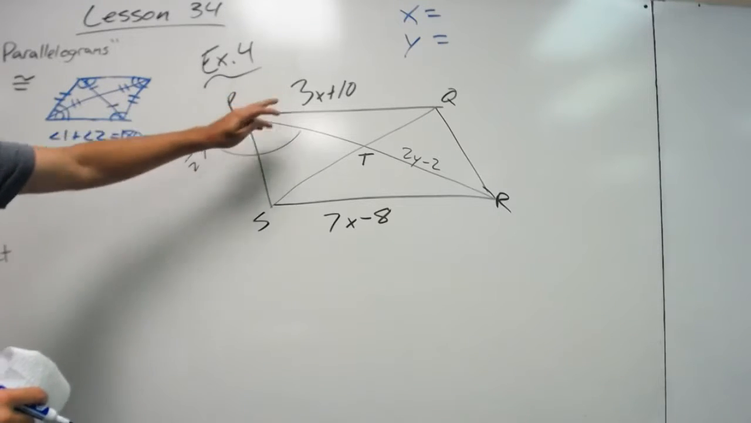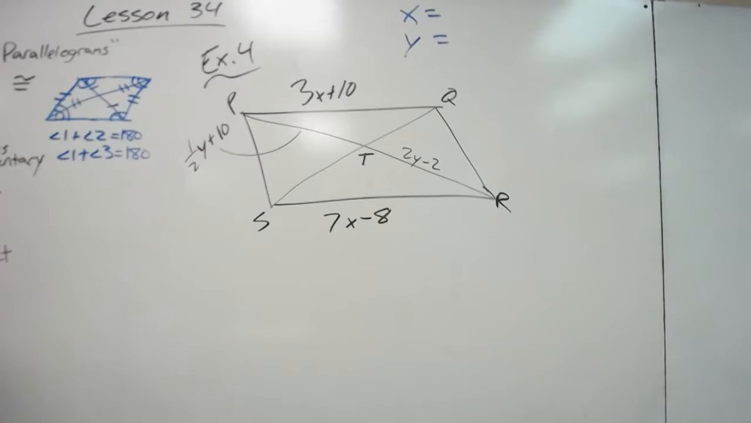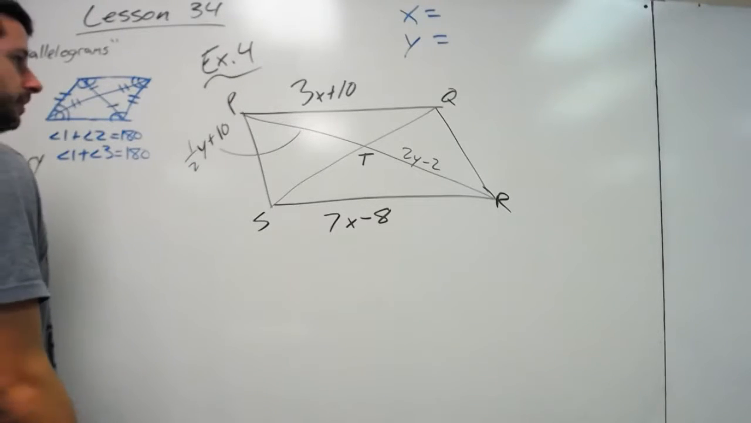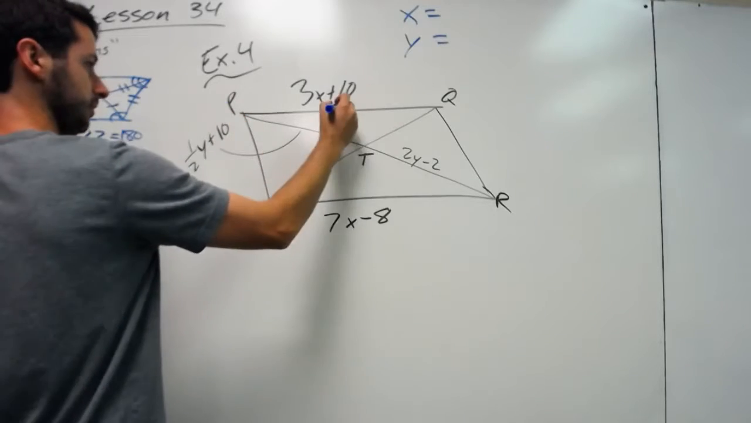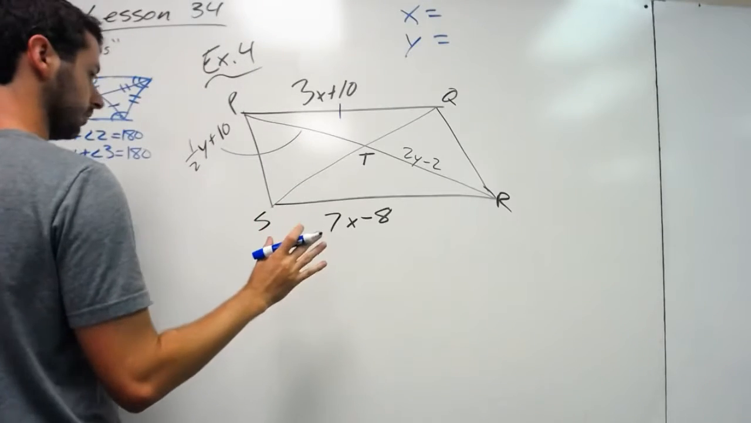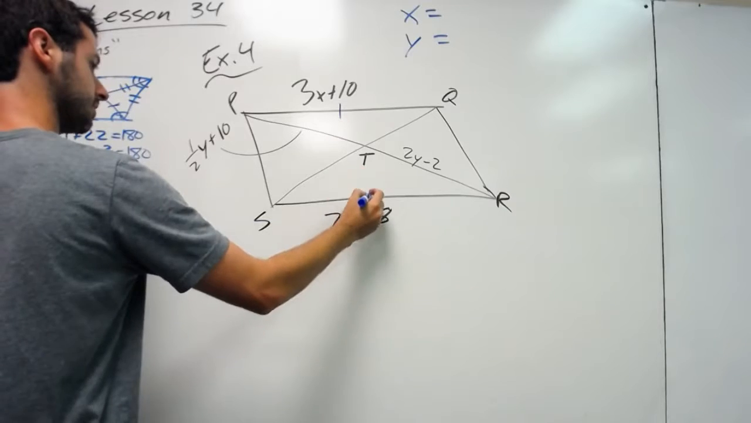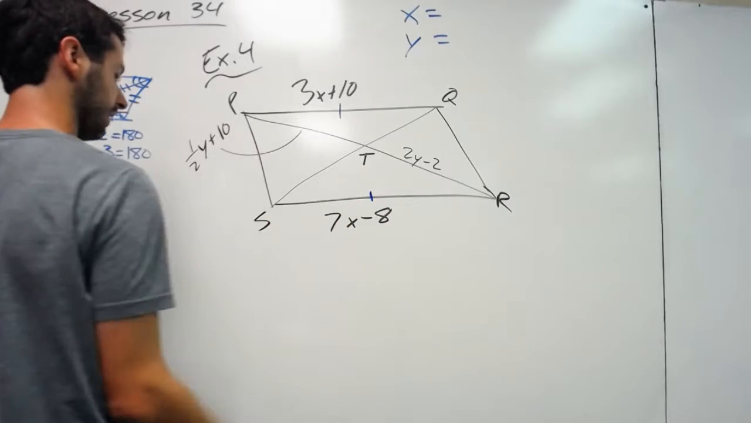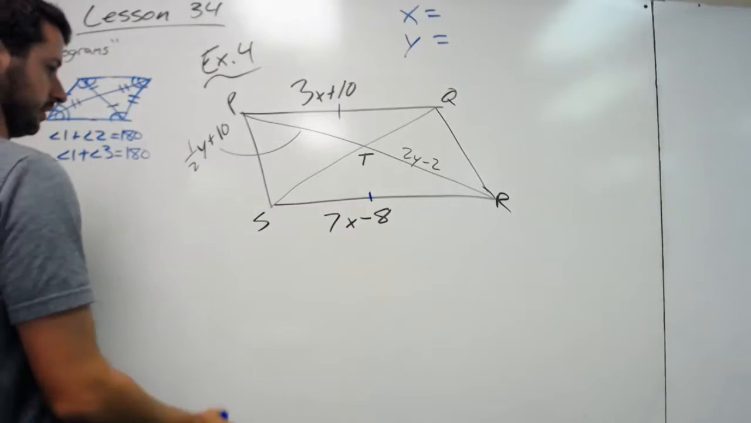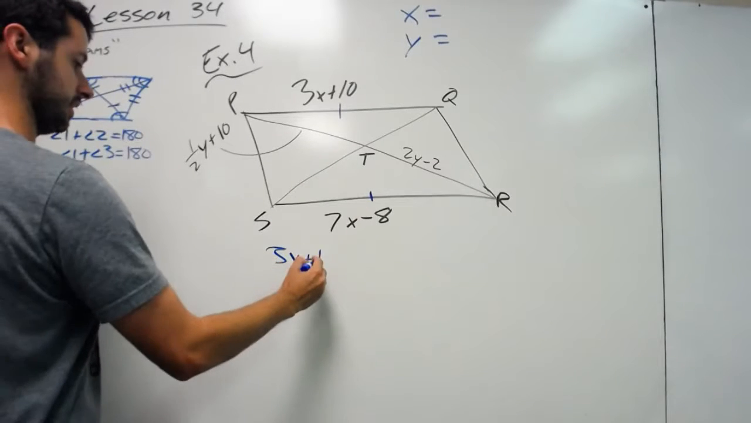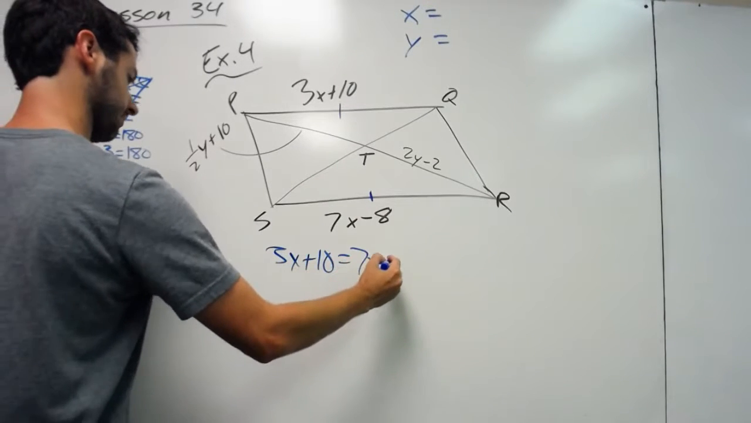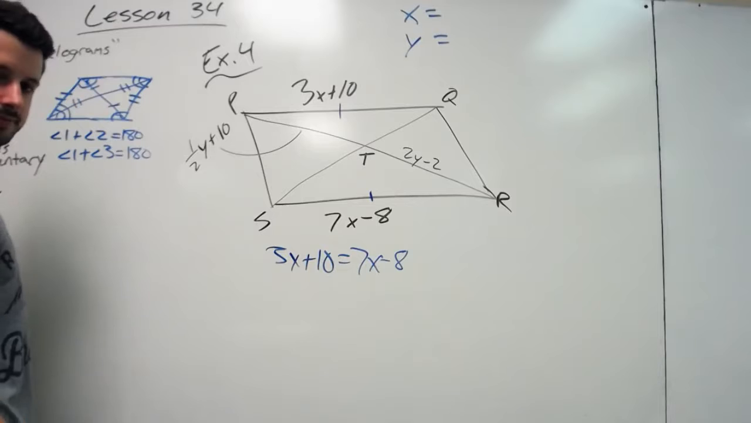We know that, referring back to number 3, property number 3 said opposite sides are congruent. So that would mean side PQ is congruent to side SR. So therefore we can say 3x plus 10 equals 7x minus 8, and we can solve.